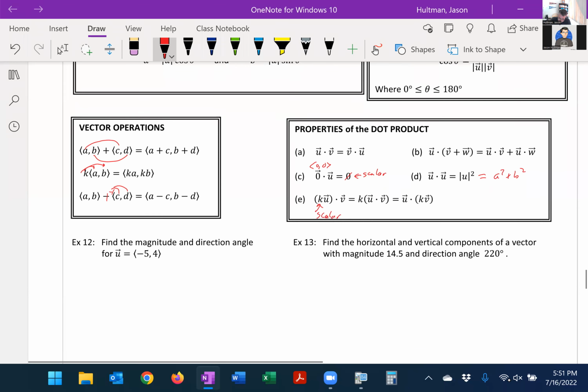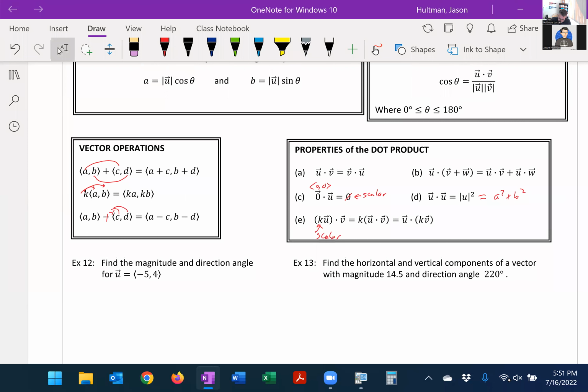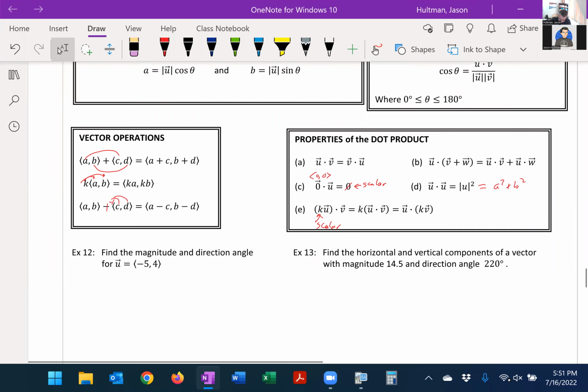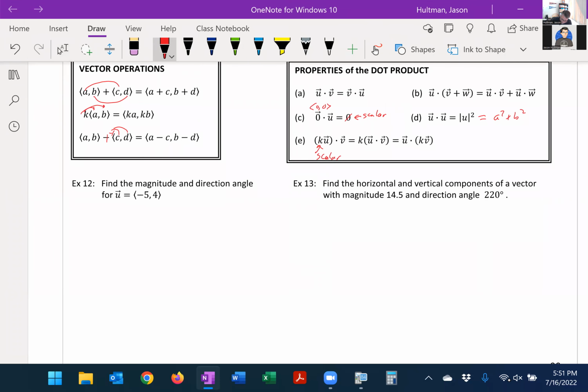Okay, find the magnitude and direction angle for u equaling -5, 4. Let's first start with the magnitude. The magnitude of u is equal to the square root of a squared plus b squared. That's going to be equal to the square root of -5 squared plus 4 squared, which is 25 plus 16, which is the square root of 41. So the magnitude of u is equal to radical 41.